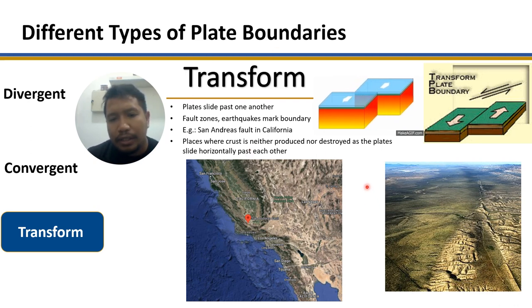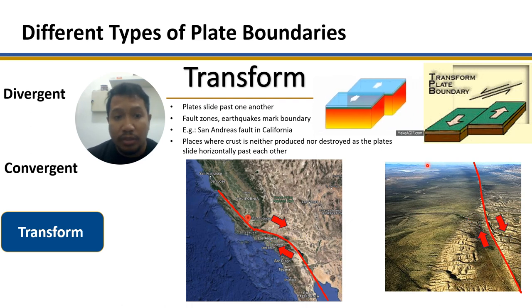An example is the San Andreas Fault. The San Andreas Fault in California is one of the most famous transform plate boundaries, and it marks the boundary between the Pacific plate on the west and the North American plate on the east in this picture below. The motion along this fault is responsible for the frequent earthquakes in this region.